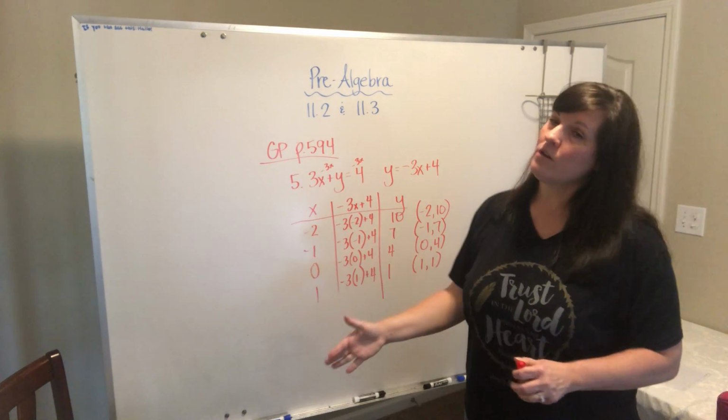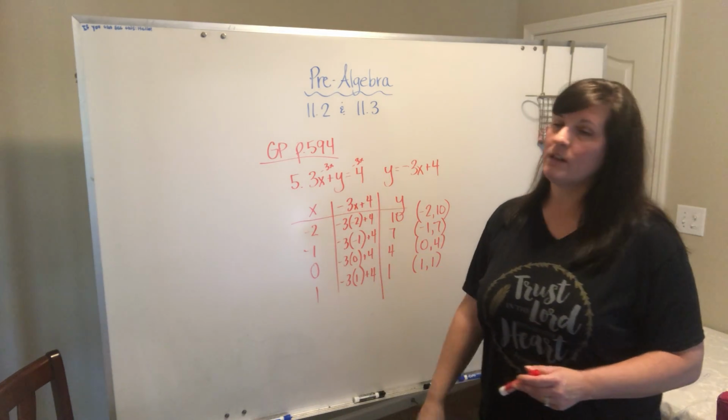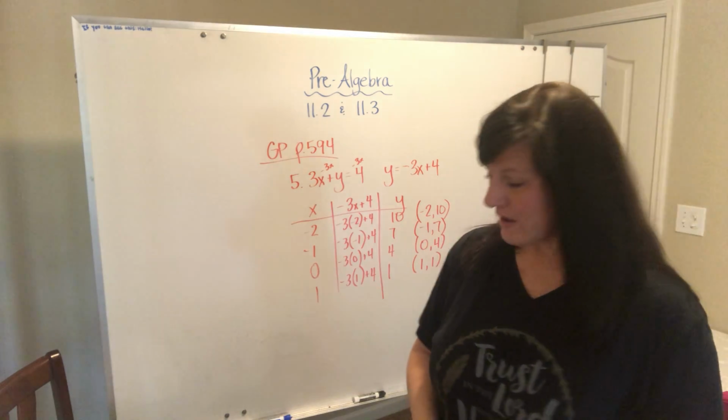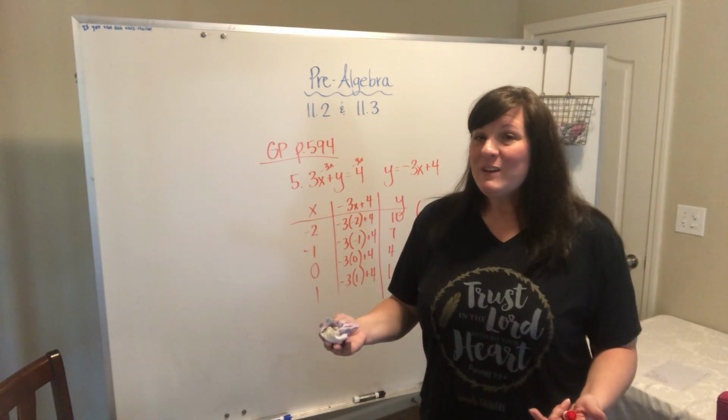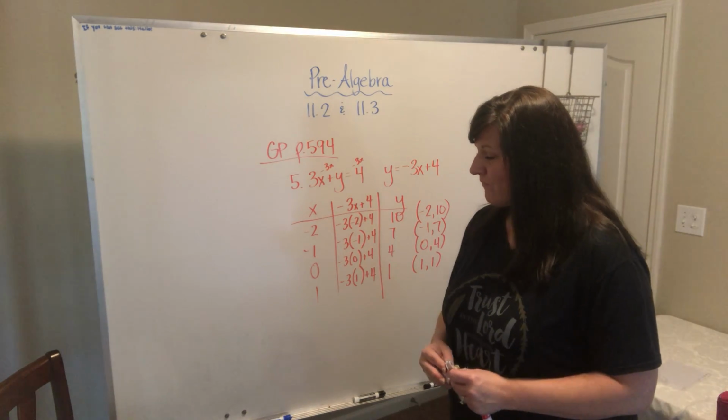Again, when you're doing your homework and it says give 4 solutions, please use negative 2, negative 1, 0, and 1 for your input, for your x values. You should be good to go. This covers everything you'll need to know for Wednesday's assignment.